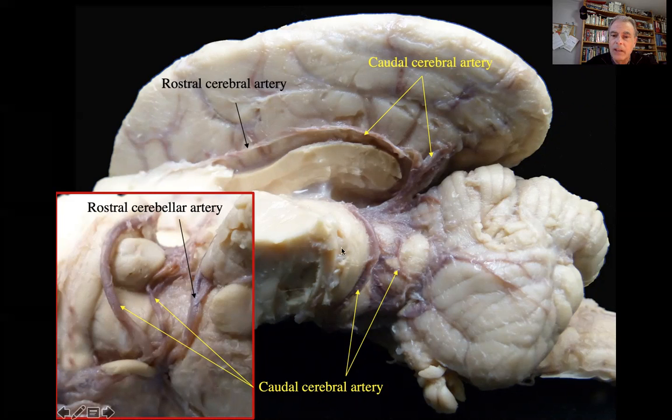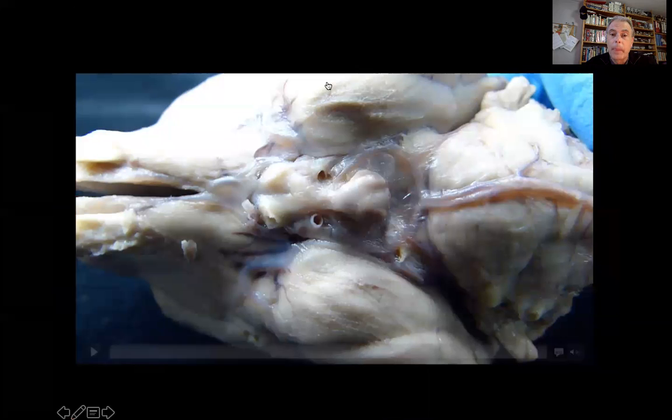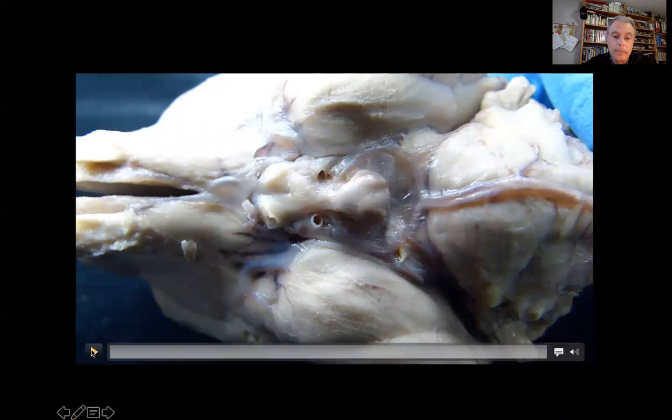Here we have the lateral geniculate body. And this caudal branch of the caudal cerebral artery extends and ramifies on the dorsolateral aspect of the mesencephalon. So here, okay. And this is the rostral cerebellar artery. Okay, and here I have also marked the caudal cerebral artery, because the caudal cerebral artery then goes caudal to the splenium of the corpus callosum and anastomoses with the rostral cerebral artery on top of the body of the corpus callosum. Let's have a look at this video.